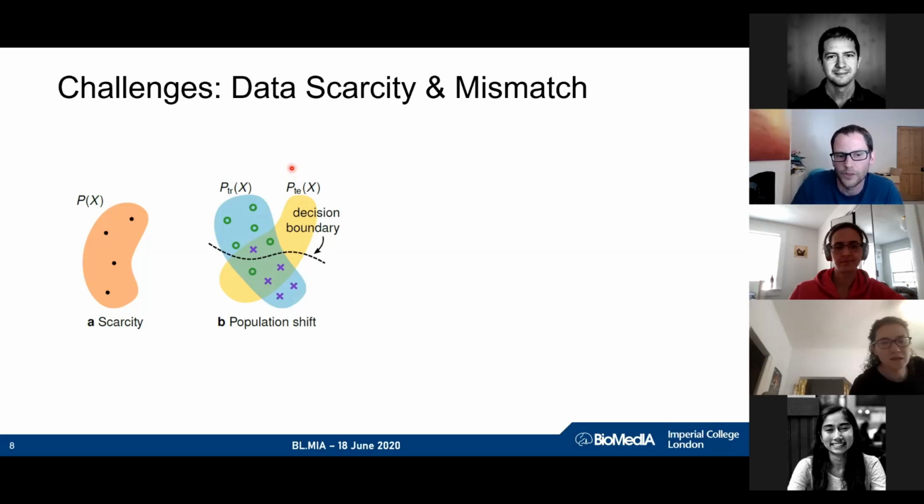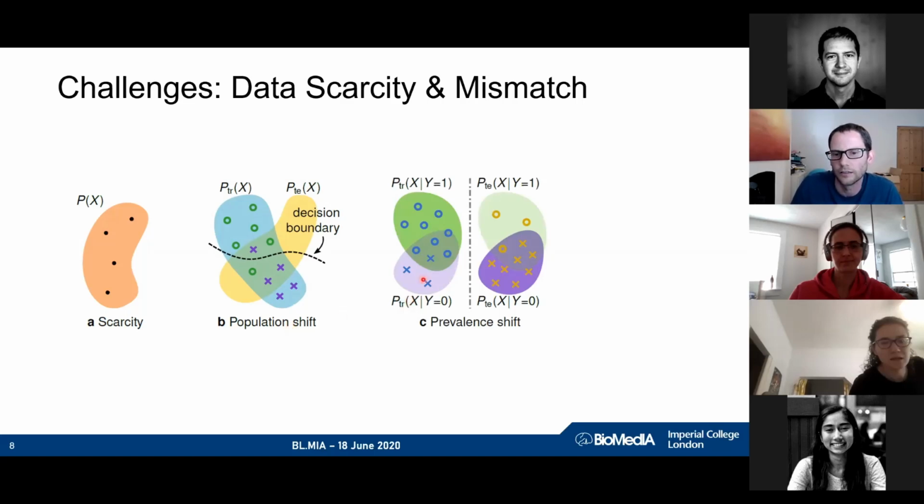So you can have things like population shift, right? So your patient population might change. The disease prevalence or the label prevalence might change, right? So you have this label shift maybe.